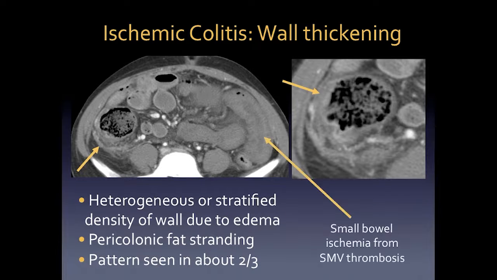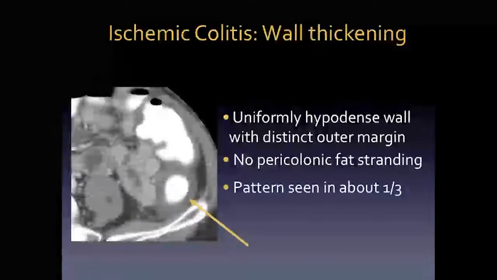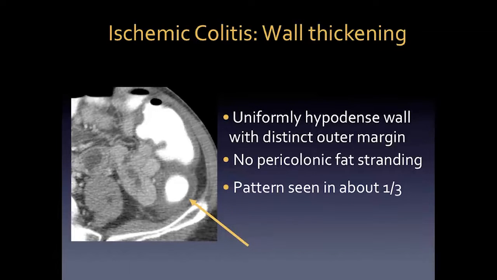You see the stranding there. Here we're helped out that there was a classic distribution with small bowel involvement. This patient had an SMV thrombosis. Now there's an alternate appearance for ischemic colitis where you see a uniformly hypodense wall like we have here. It does not look stratified or edematous. It just looks uniformly hypodense. And there is no pericolonic fat stranding. In fact, if you look at the outer margin of the bowel wall here, there's this very crisp demarcation between the thickened colon wall and the very normal looking fat around it.